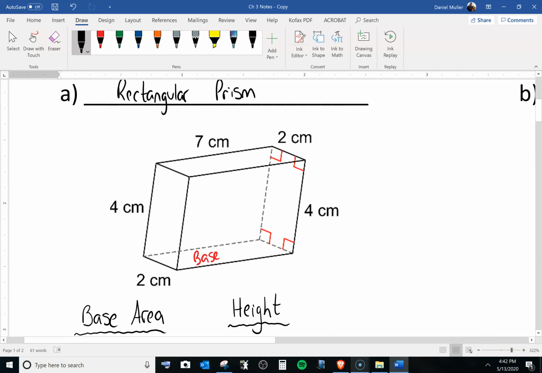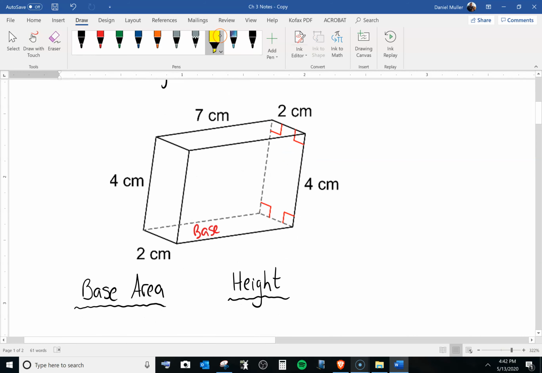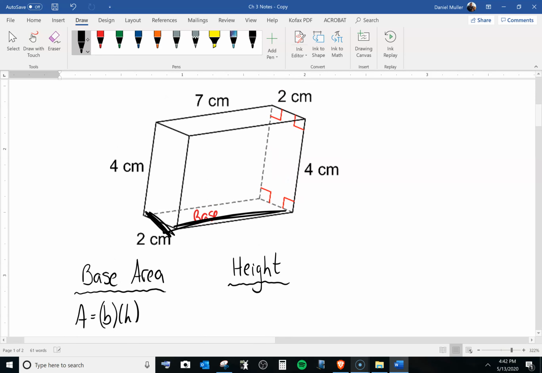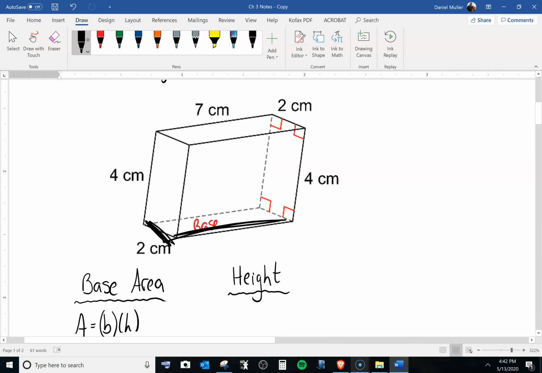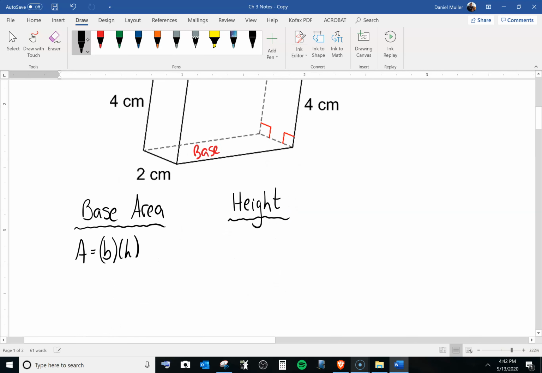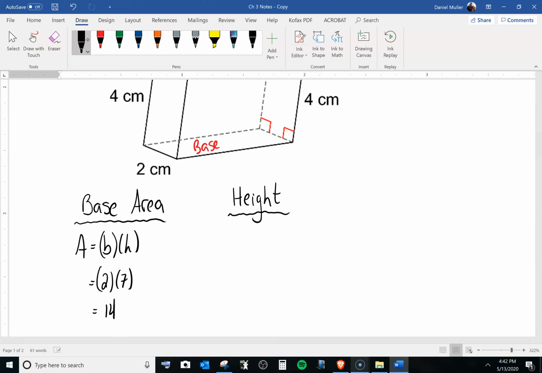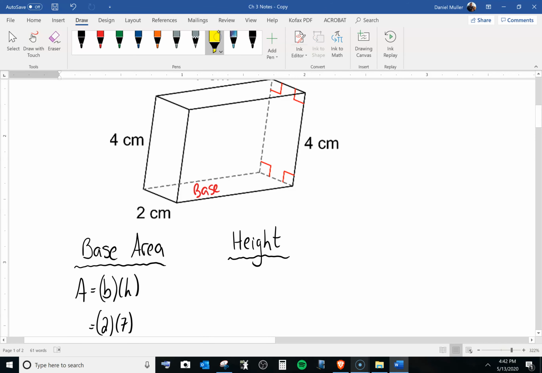Now, the base area is a rectangle, so the area of a rectangle is going to be base times height. So that's the bottom. So 2 times, how tall is that? 7? 2 times 7, or 7 times 2. It doesn't really matter. So we're going to go 2 times 7, or 7 times 2, which is going to give you 14. And how tall is this thing? So what is the height? Well, the height is 4.